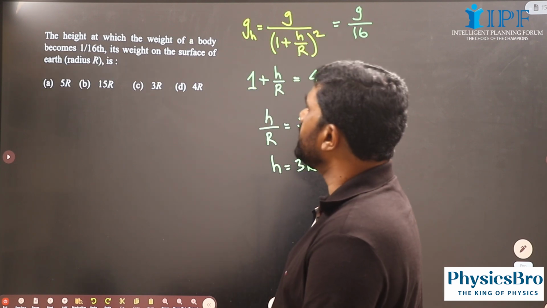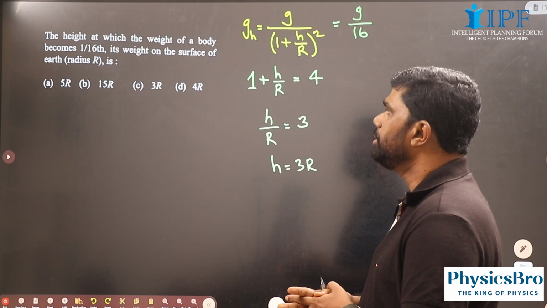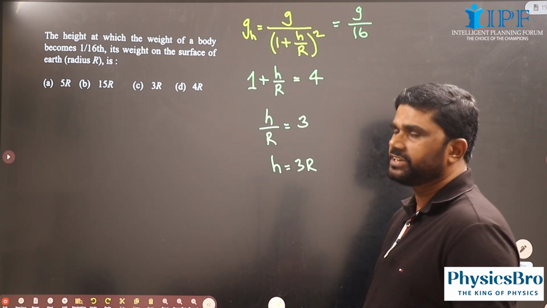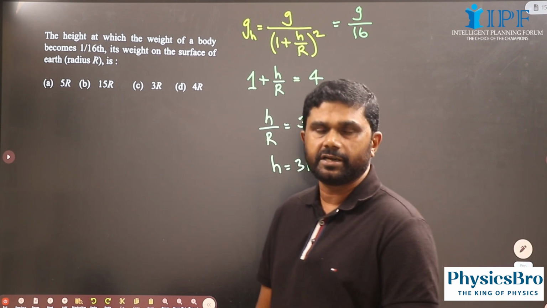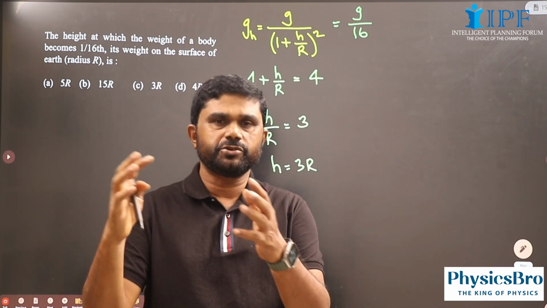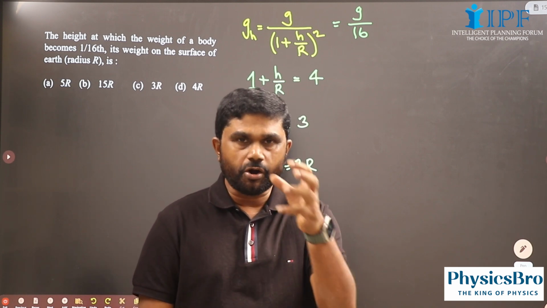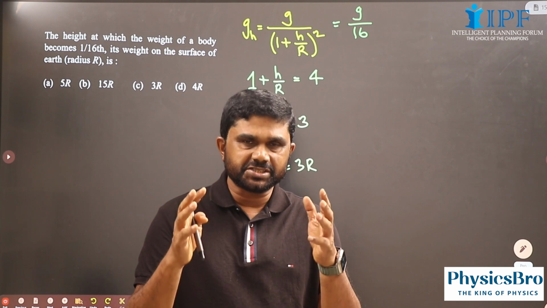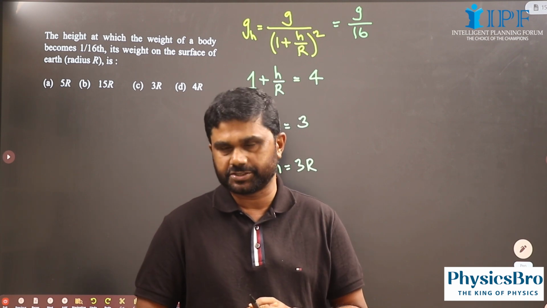Okay, the height at which the weight of a body becomes 1 by 16th of its weight on the surface of earth. So when weight becomes 1 by 16th, weight is mass into acceleration due to gravity. Mass does not change. It is the total quantity of matter. We cannot change it. So weight becomes 1 by 16th means acceleration due to gravity becomes 1 by 16th.